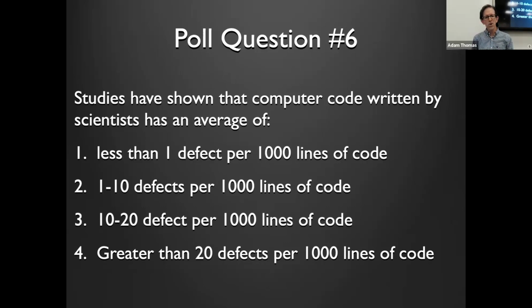Studies have shown the computer code written by scientists has an average of: number 1, less than 1 defect per line of code; number 2, 1 to 10 defects per 1,000 lines of code; number 3, 10 to 20 per 1,000 lines; or number 4, greater than 20 defects per 1,000 lines of code.